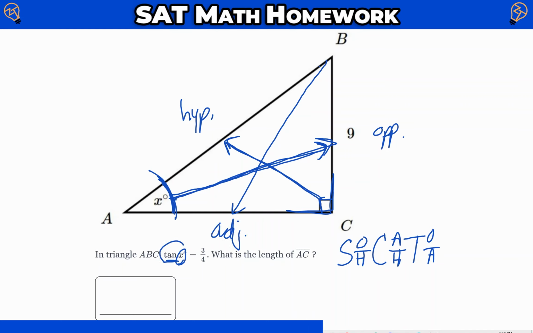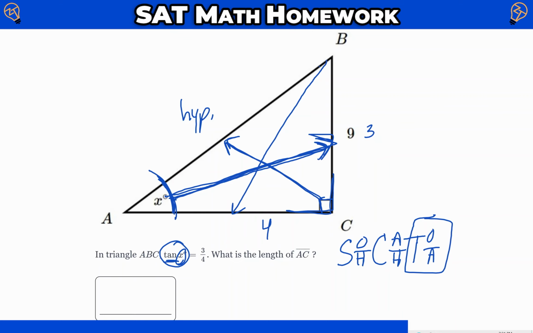Well, when they're talking about tangent, and tangent is defined as opposite over adjacent, I'm going to label the opposite 3 and the adjacent 4. Now keep in mind, that ratio is just that. It's a ratio of sides. So it's not really saying it's a length of 3, because we already know the length is 9. It's saying that the ratio is 3 to 4, which we should really label as 3x and 4x.